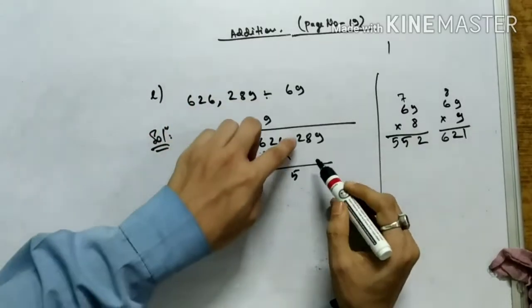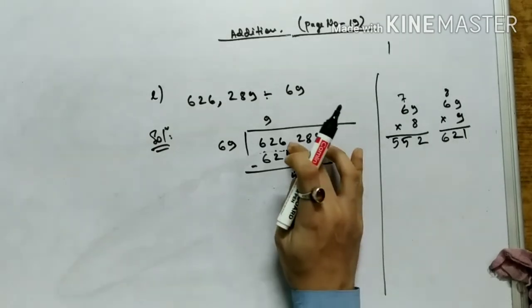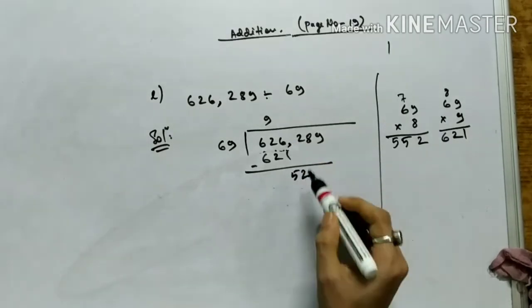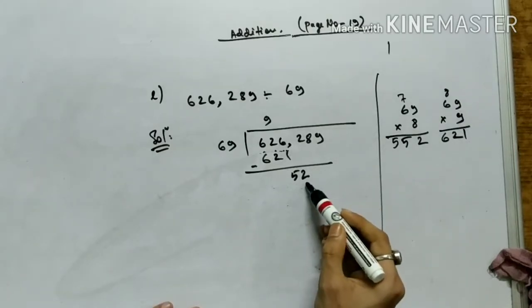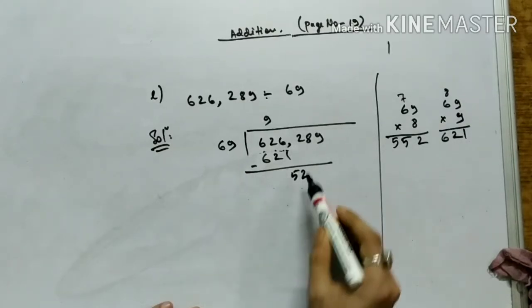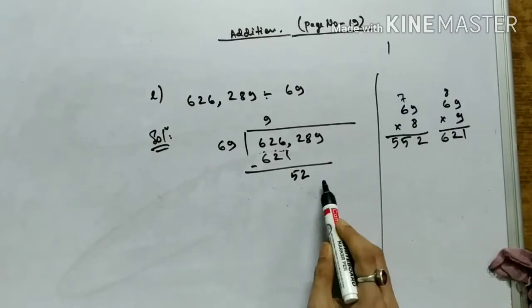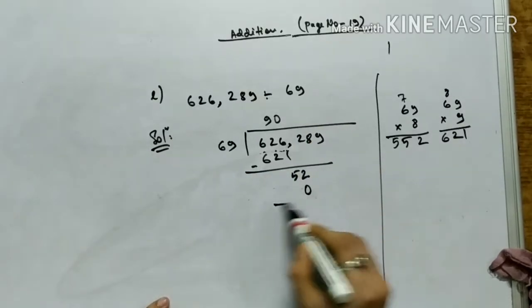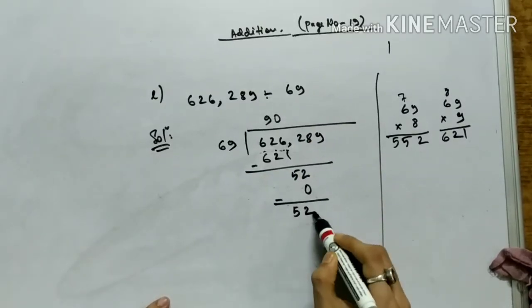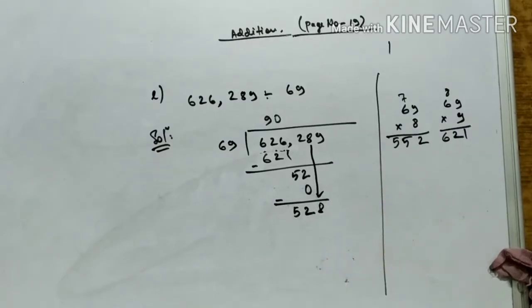No need to write here. Next 2 will come down. Now you see, this is your minus. Here this is 52, and this is 69. 2 has come down, this is 52. 52 is less than 69, I cannot divide 52. So what will I do? 0 I will do, 69 zeros are 0. Minus I will do, then 52 I will get. Now 8 will come down.